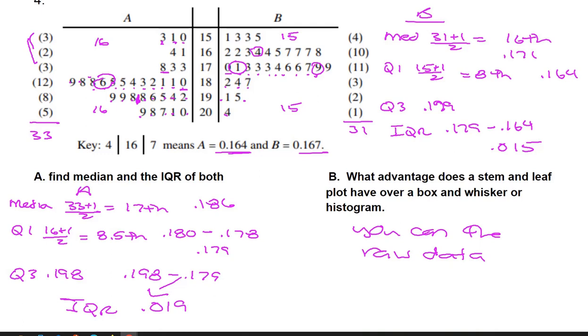For example, in this case, I'm not estimating the median, I've found the actual median. If I was given a box and whisker plot, well, the median hopefully would be on there, but if it was a histogram, I would have to be estimating it. And if I wanted to, I could change all this to real data and find the actual mean, which again, I can't do with either of these other two. So the ability to see the raw data or convert it to raw data, that's the only big advantage.